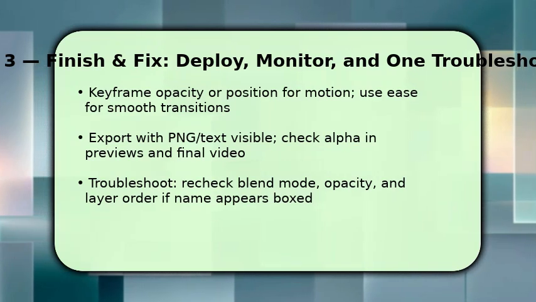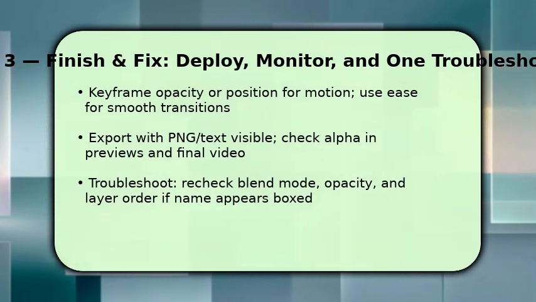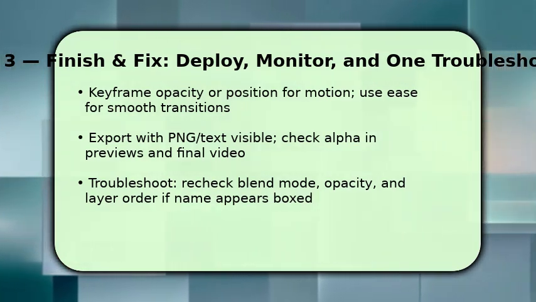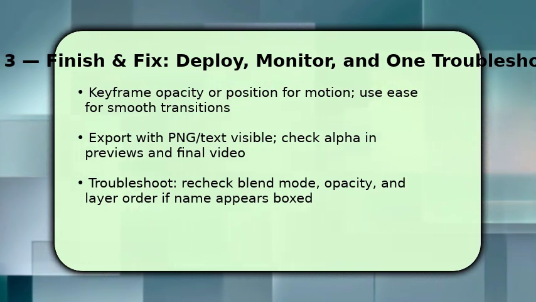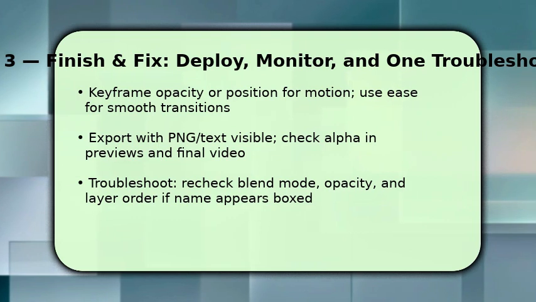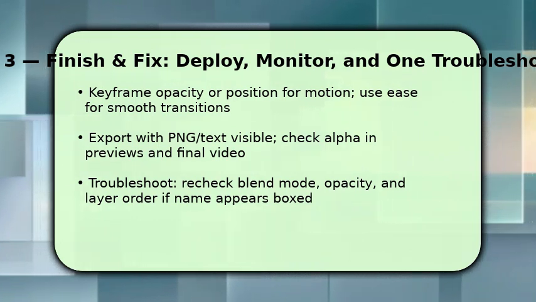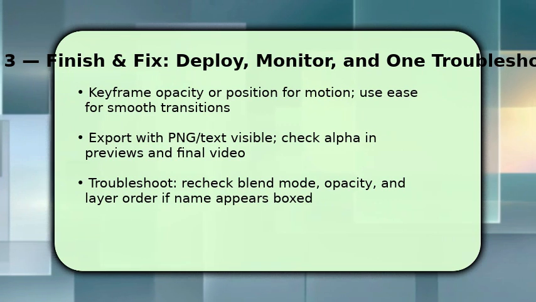Finish by animating and exporting. Add keyframes to opacity or position so the name moves naturally with the shot, and use easing for smooth starts and stops. Once done, preview full screen to verify the transparency reads correctly, then export with standard settings.